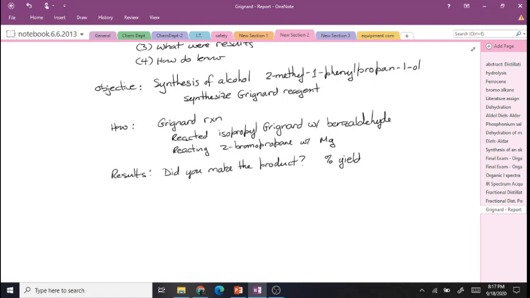Now, depending on the experiment, you may have another objective. Like for the Wittig reaction, you also wanted to know the stereochemistry. Was it the cis or trans product? And so you would include that as well. And then finally, how do you know?